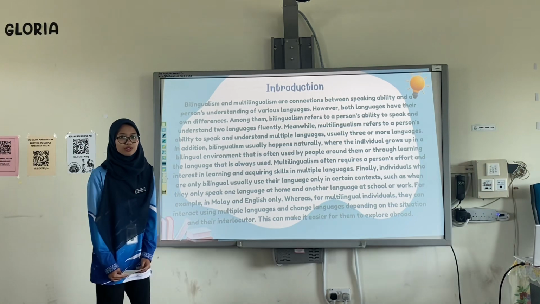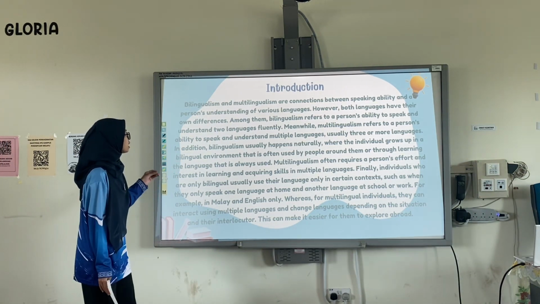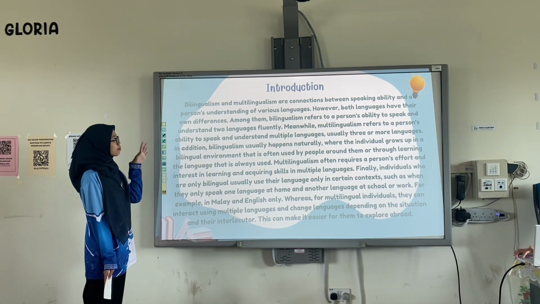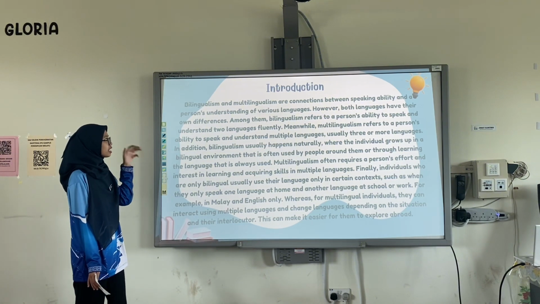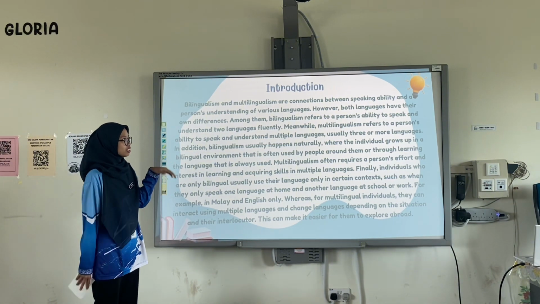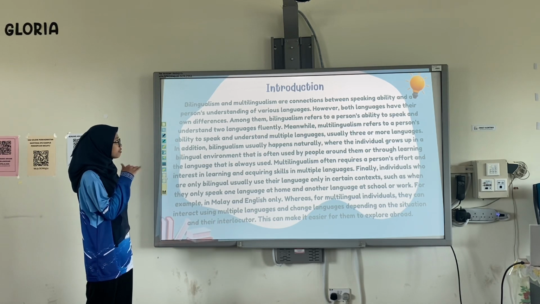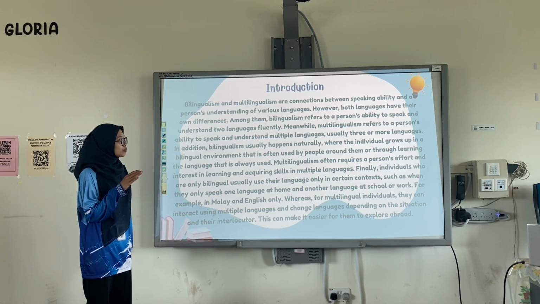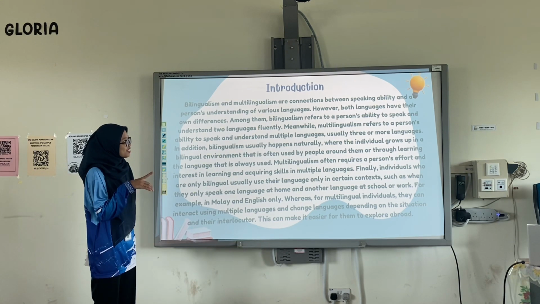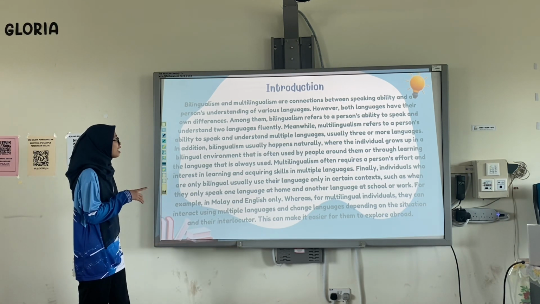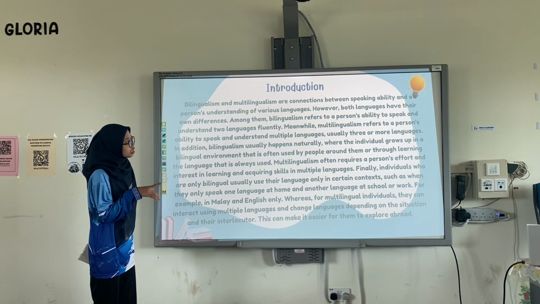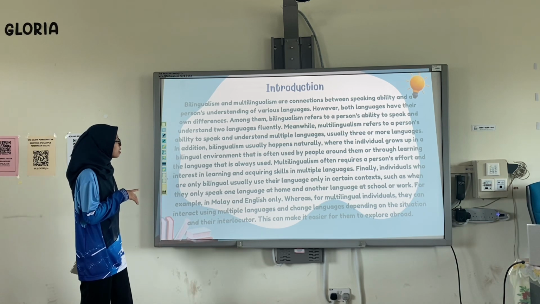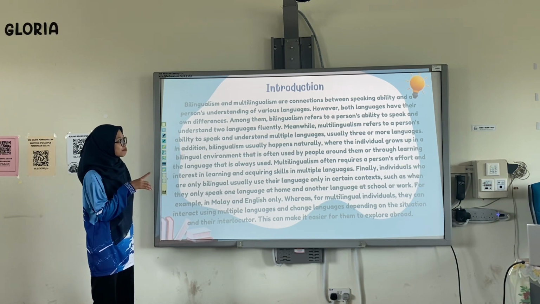Okay, next we will go through the introduction. What is bilingual and multilingual? Bilingual and multilingual are connections between speaking ability and a person's understanding of various languages. However, both languages have their own differences. Among them, bilingual refers to a person's ability to speak and understand two languages fluently. Meanwhile, multilingual refers to a person's ability to speak and understand multiple languages, usually three or more.